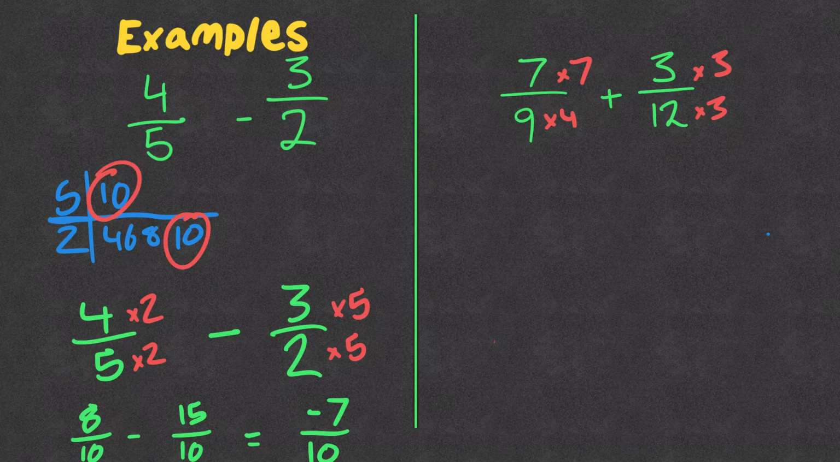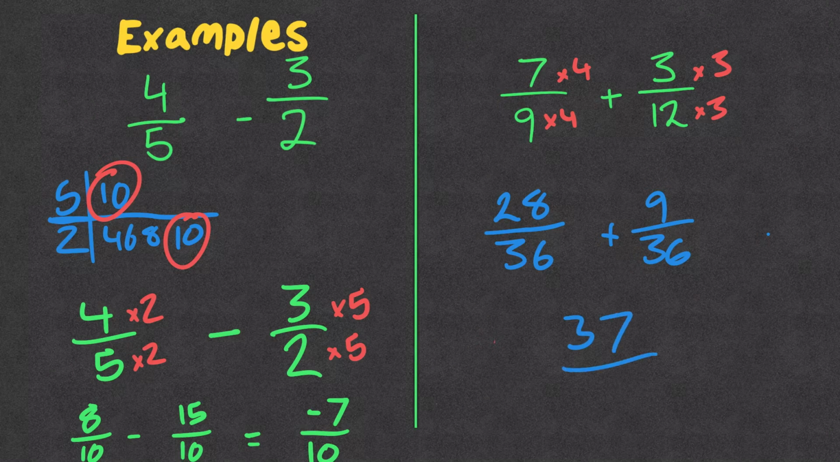Second line of working. I wrote a 7 there, pardon me. That is incorrect, that is a 4. You've got 28 over 36 plus 9 over 36. 28 plus 9 is 37 over 36.